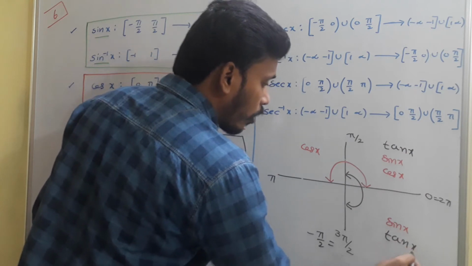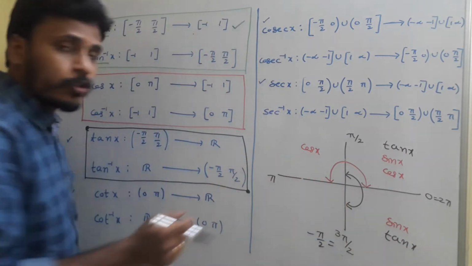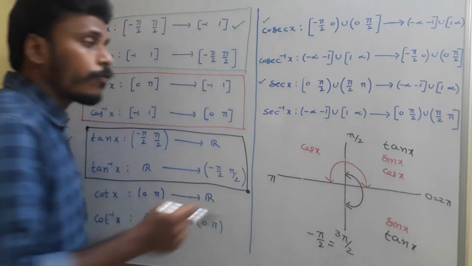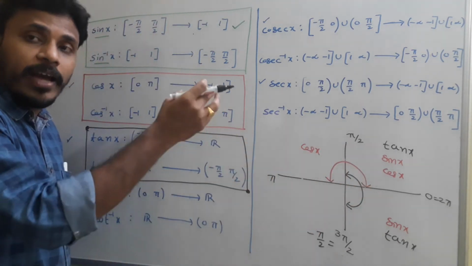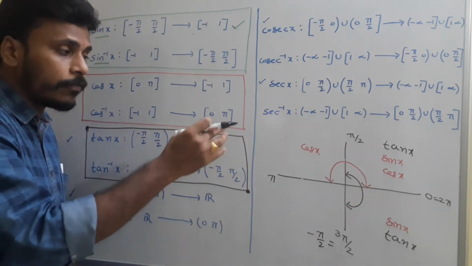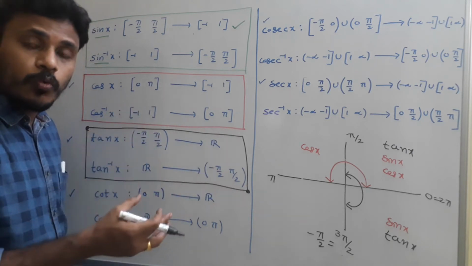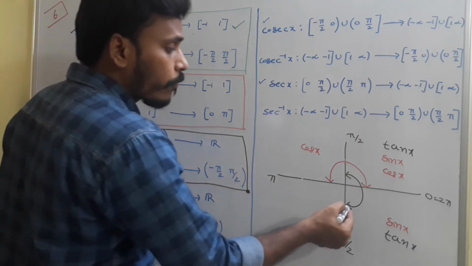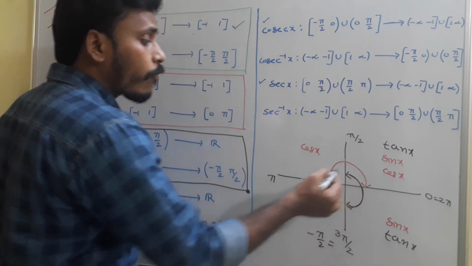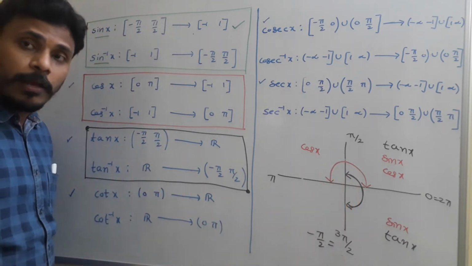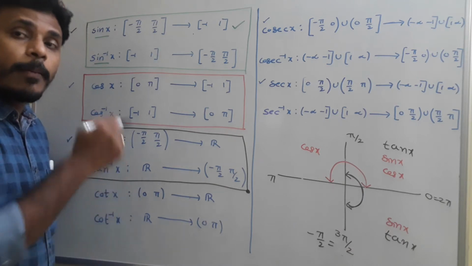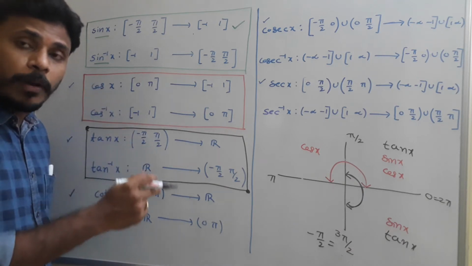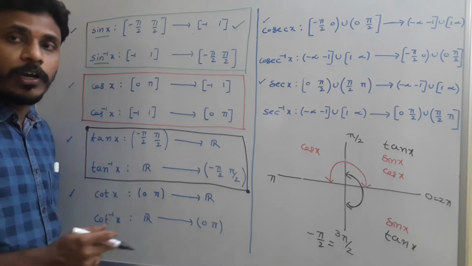Why? Because tan x is negative in the fourth quadrant and positive in the first quadrant, so all the negative values are covered by fourth quadrant angles, and positive values are covered by first quadrant angles. So if our x values are from minus pi by 2 to pi by 2, tan x maps to the real numbers as a bijective function.